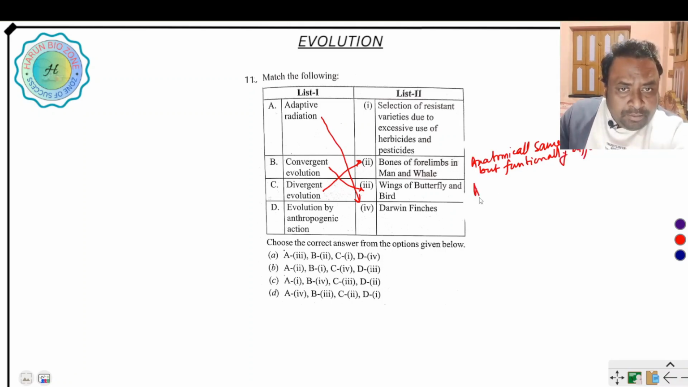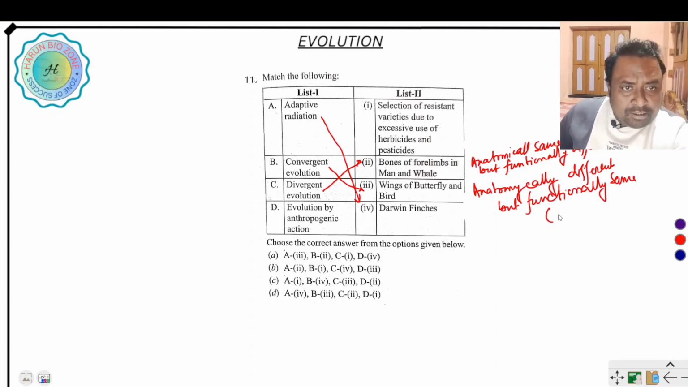They are anatomically different but functionally the same. They are analogous organs. They are homologous.